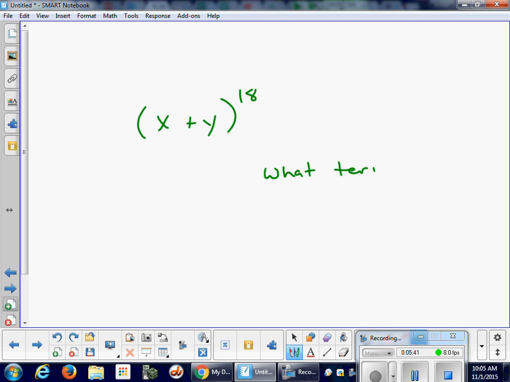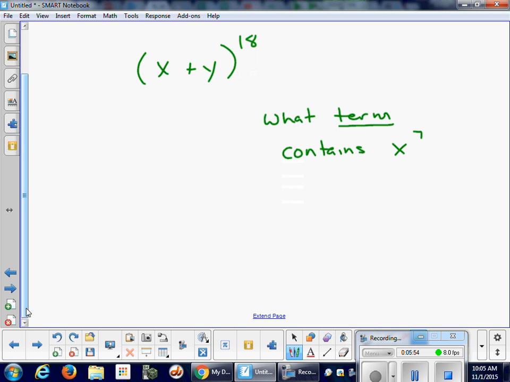What term contains x to the 7th? I'm only looking for one term. So think about what this means. If I were doing this all the way out, I would have 1, 18. I have no idea what the rest of this is. Okay? I don't know what Pascal's triangle is that far out, but we don't need the whole thing. We're only going to need one term.